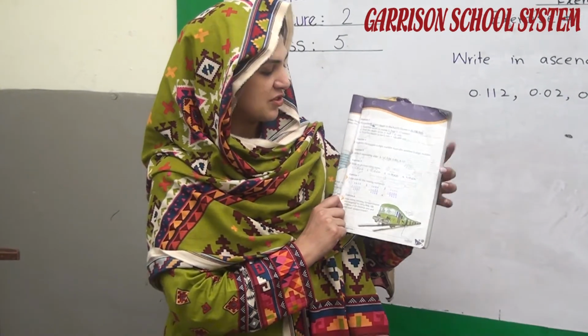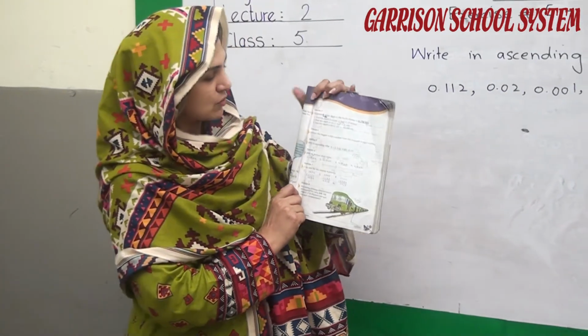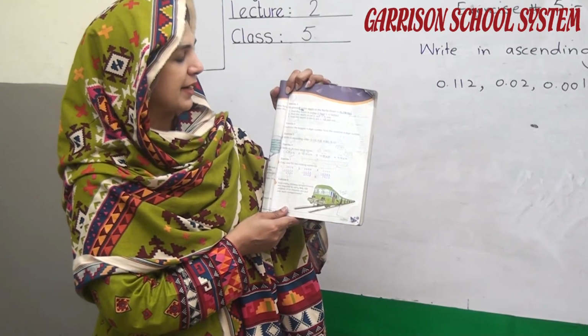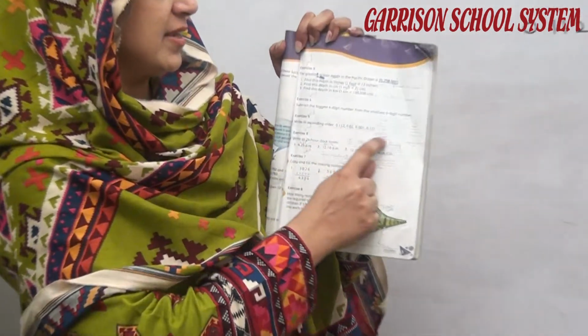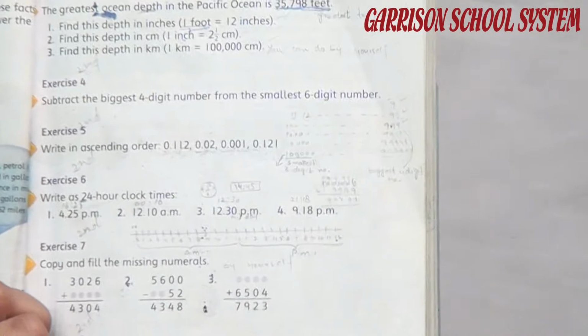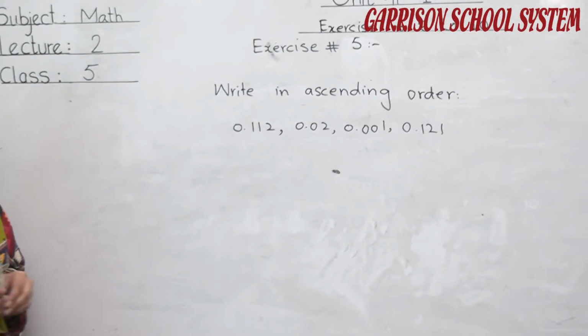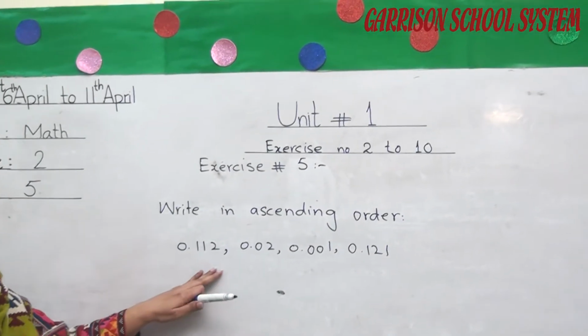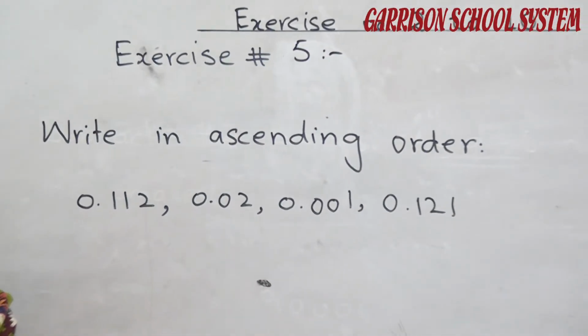Students, look at question number 5. Question number 5 is: write these numbers in ascending order, as I have written on the board. So let's start to solve. We have to write these numbers in ascending order.